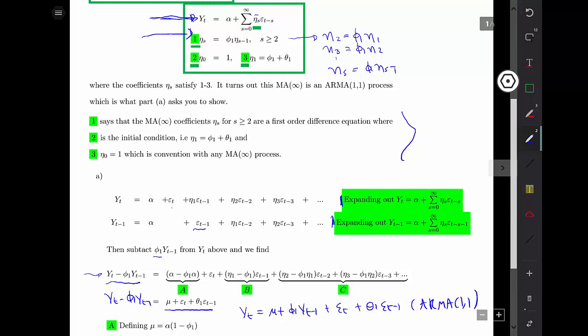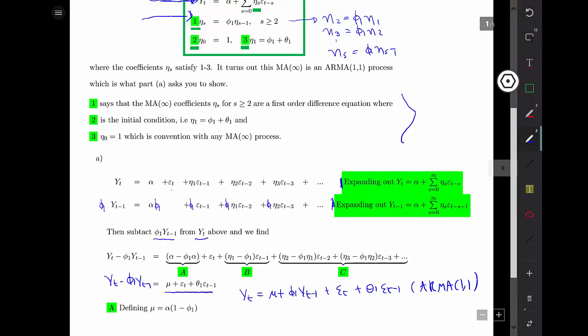So we just subtract psi1 y_{t-1} from y_t. Okay, so we'll now multiply both sides by psi1. We're going to get psi1, etc., dot, dot, dot. And just subtract one from the other. And this is what we do down here.